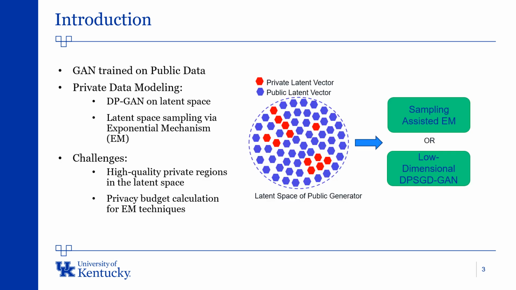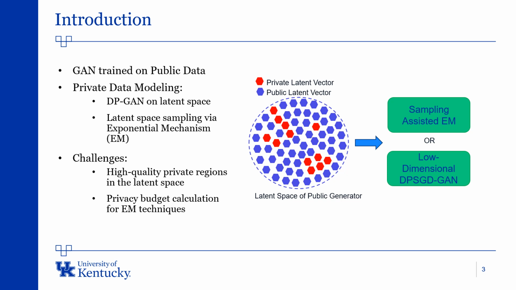An alternative approach trains a generative model such as a GAN on publicly available data and then models its latent space to identify private vectors. Differentially private synthetic data can then be generated in two ways. The first one is to train a differentially private GAN on these public and private latent vectors, and the second method is to employ the exponential mechanism in differential privacy to sample private vectors from the latent space.